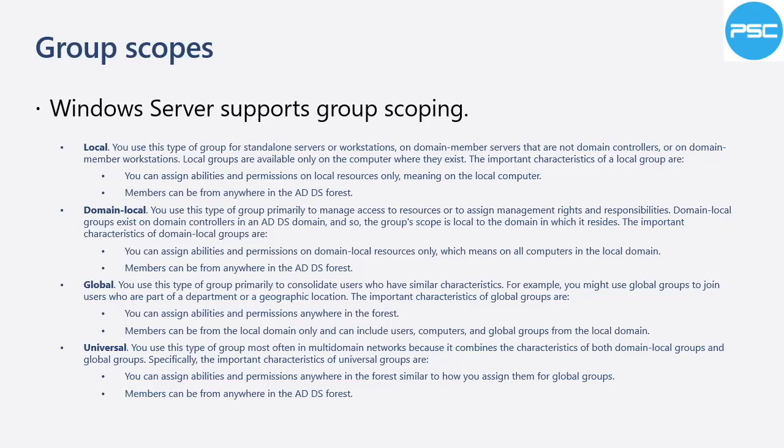Universal. You use the universal group type in multi-domain networks because it combines the characteristics of both domain local groups and global groups. Specifically, the important characteristics of universal groups are: you can assign abilities and permissions anywhere in the forest, similar to how you assign them for global groups. Members of universal groups can be from anywhere in the ADDS forest.